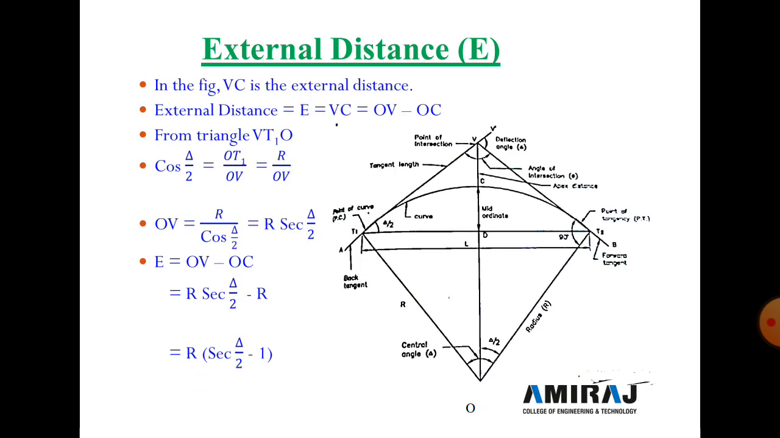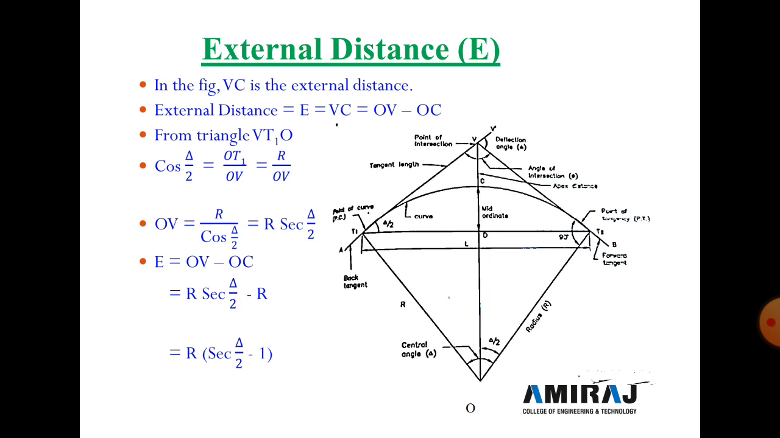Now the next equation to find is the external distance E. The external distance is this distance, V2C. This V2C distance is the external distance. So external distance E is equal to VC, which is equal to OV minus OC.